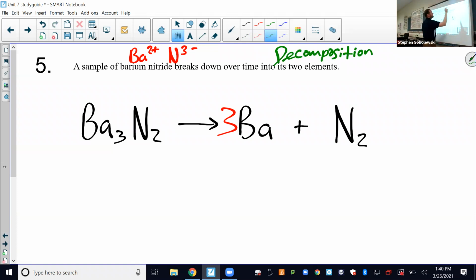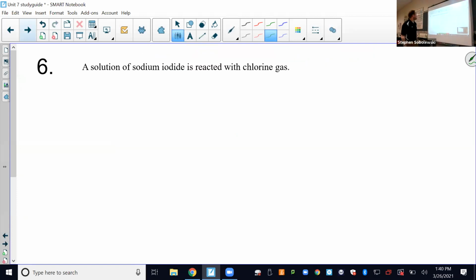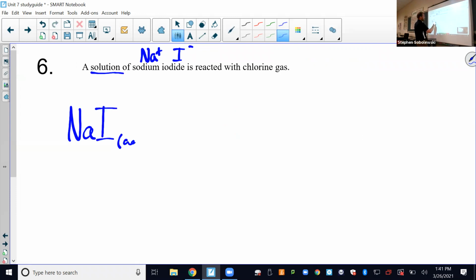Decomposition. All right, number 6, a solution of sodium iodide is reacted with chlorine gas. "Is reacted with" sounds weird, maybe "reacts with." So sodium iodide: Na with a plus charge, I with a minus charge, NaI. And by now we know solution of means aqueous, reacts with chlorine gas.